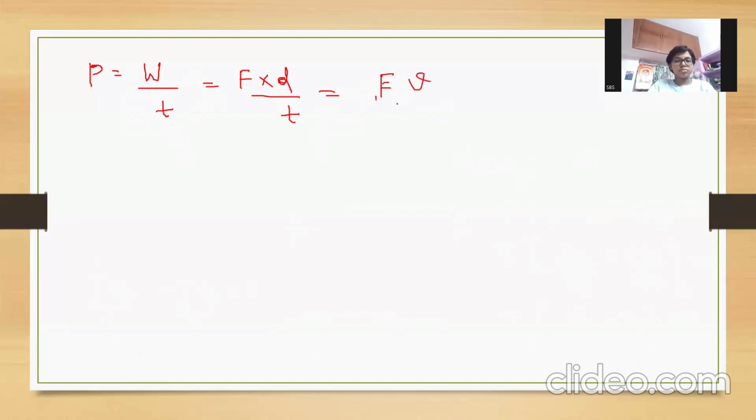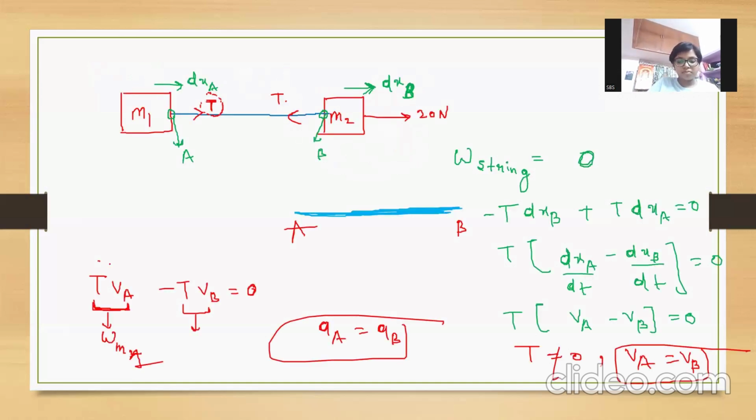So in our case, force is tension. Tension into velocity is what? Power. Clear? Here tension into velocity is power. Either you can say net work done by the string is 0, or we can say net power supplied is 0. There is no power transfer. Net power transfer by the string is 0. But individual power is not 0. Clear?